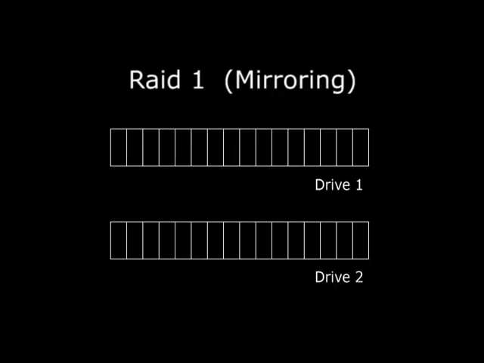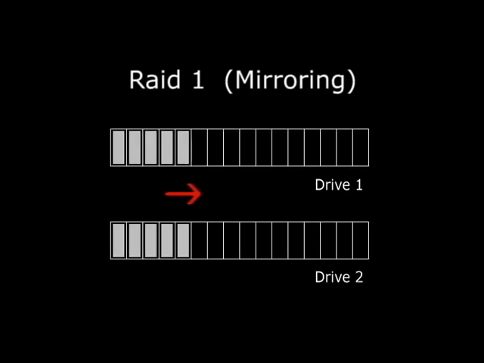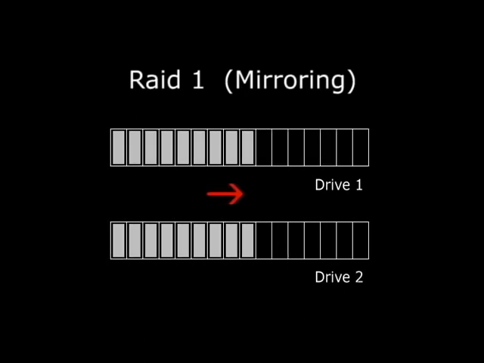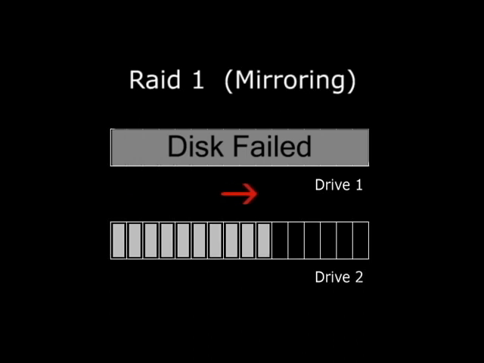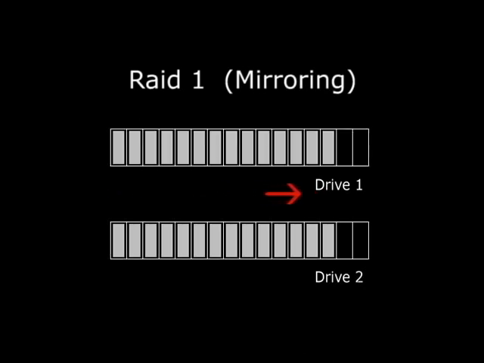RAID 1 is known as mirroring. Data is stored twice by writing it on both the data disk or set of data disks and a mirror disk or set of disks. If a disk fails, the controller uses either the data drive or the mirror drive for data recovery and continues operation. You need at least 2 disks for a RAID 1 array. RAID 1 systems are often combined with RAID 0 to improve performance. Such a system is sometimes referred to as a RAID 10 system.